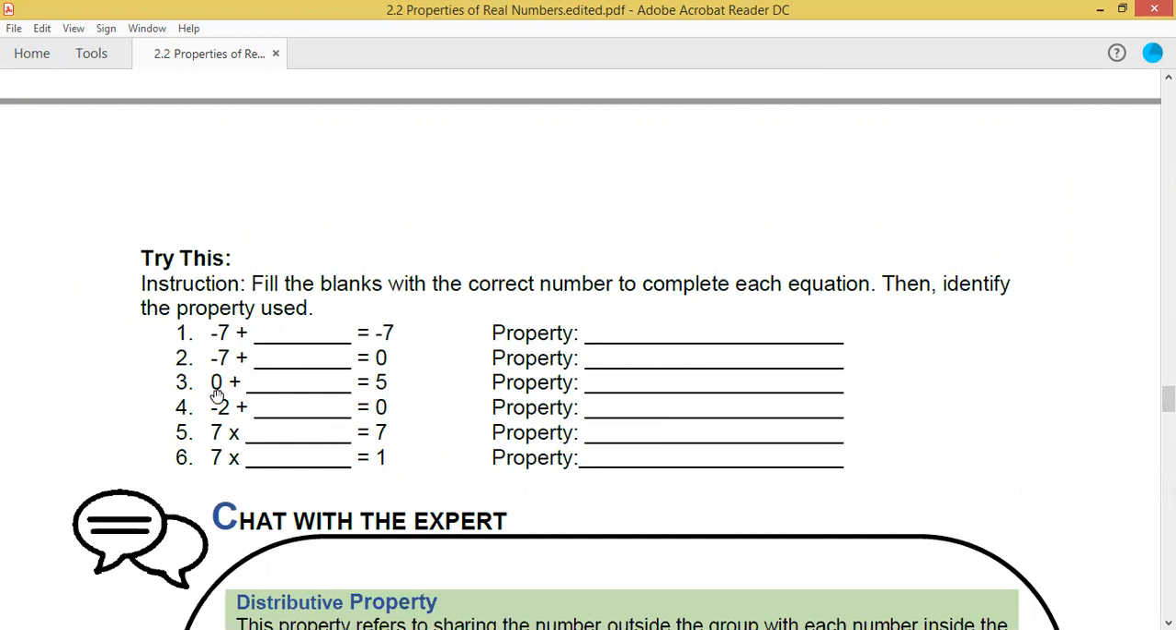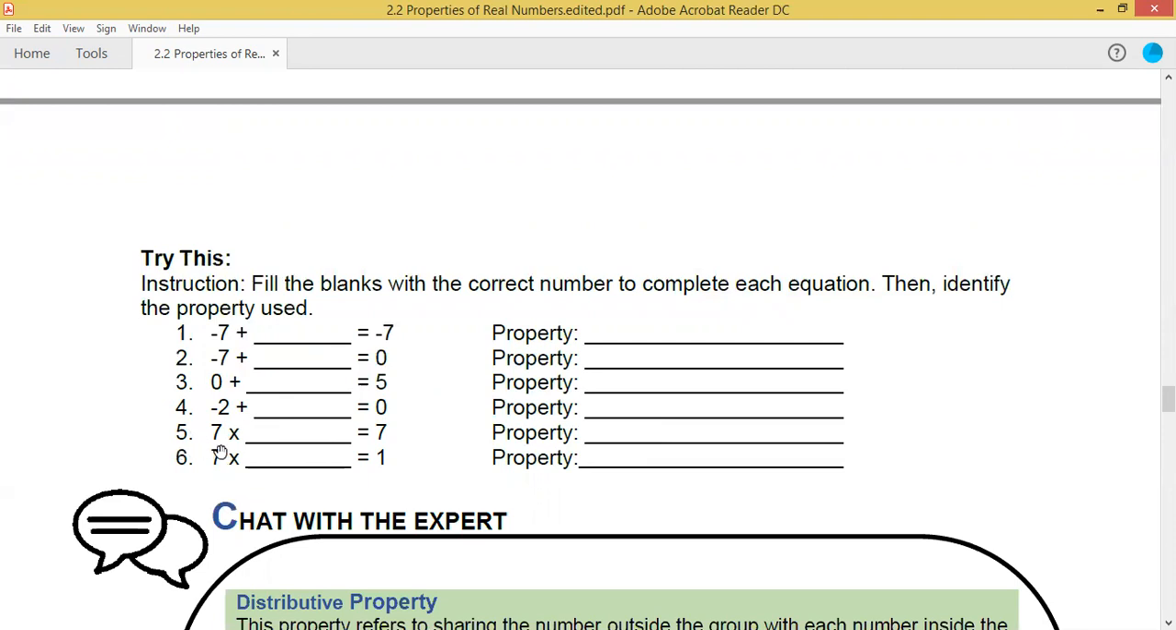Next, 0 plus blank equals 5. 0 is being added. So our number here is 5. And we have used the identity property. Next, negative 2 plus blank equals 0. The answer in addition is 0. So we have applied the inverse property. So it means that we have added the opposite of negative 2, and its opposite is positive 2.